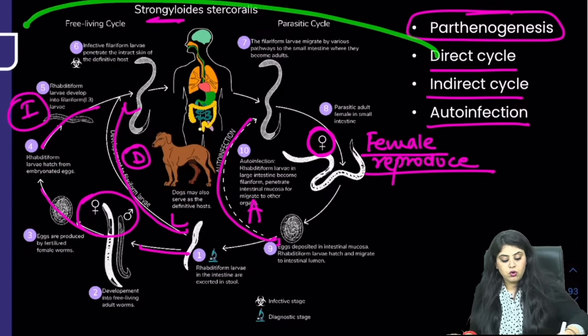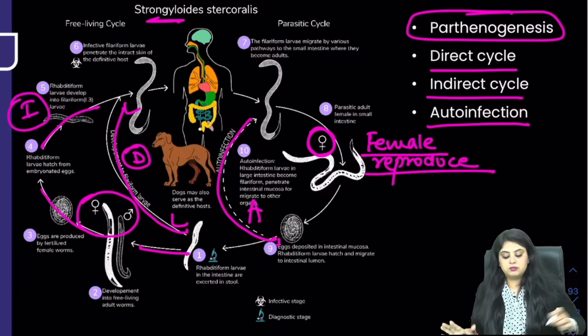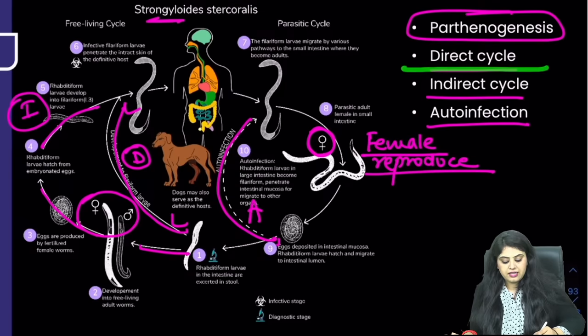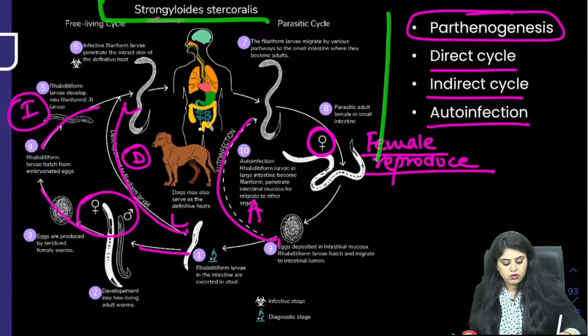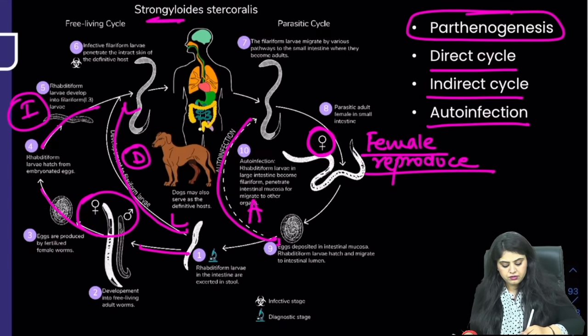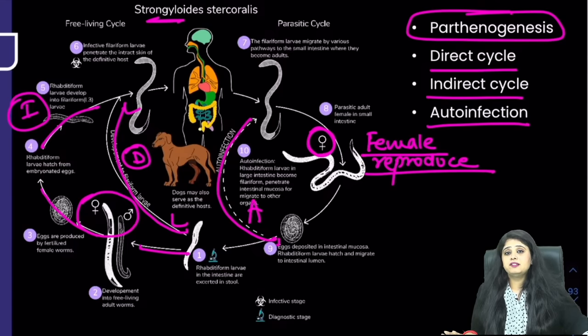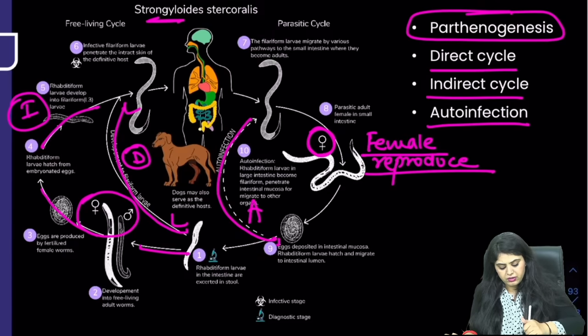So this was a very strong cycle, ma'am. Everything was in it. It had the single parent story also called parthenogenesis, direct cycle, indirect cycle, auto-infection, everything is there. The strong organism is going to be Strongyloides. I hope that is okay with everyone, because this was all your parasitology life cycles. One or two life cycles left, actually two more to go.